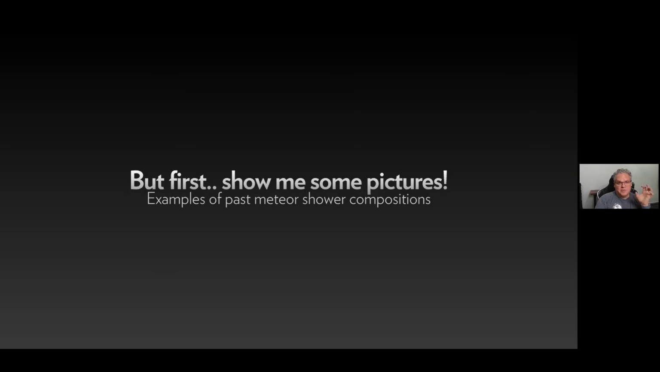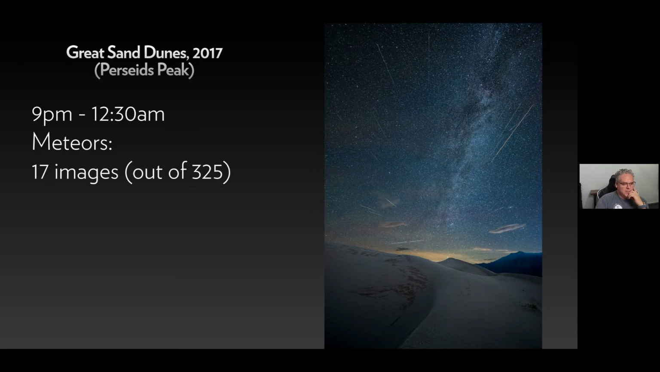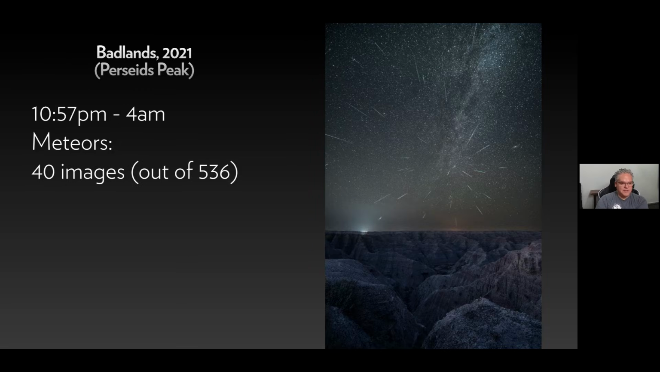I'm going to show you some pictures first so you know what we're talking about. First, this is one of the earliest meteor showers that I shot. It was Great Sand Dunes in 2017. I got 17 images with meteors, and it was between 9:30 and 12:30. And you could see all of the meteors come from one place. That's the radiant. This is Badlands in 2021. This is also the Perseids. It was a peak night. 40 images out of 536 had meteors.